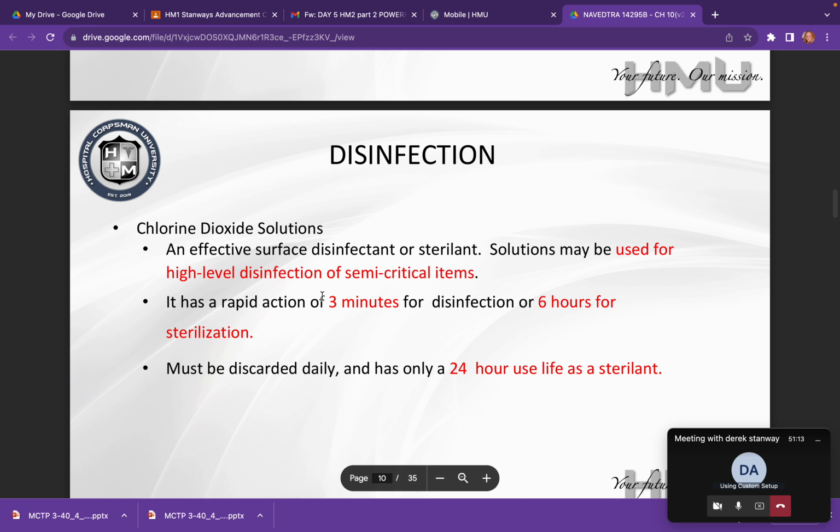So just so you don't get confused on the times, because you see 2 different times here, right? It's saying when you are using it, it can have up to 6 hours. Now, say you have this product, you can only hold on to that product for 24 hours. If it's past that, you can't use it at all as a sterilant. Does that make sense to y'all?